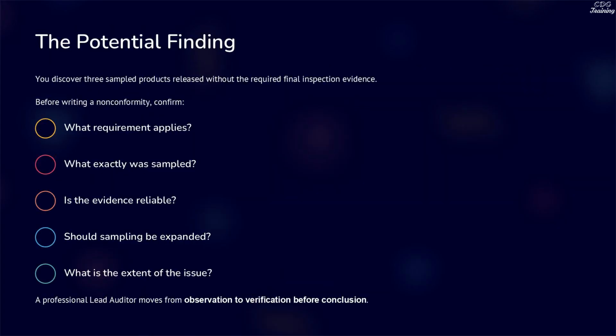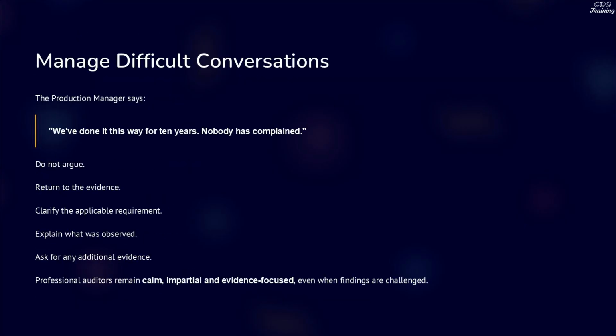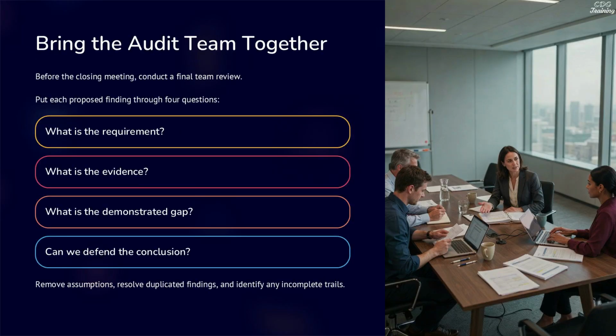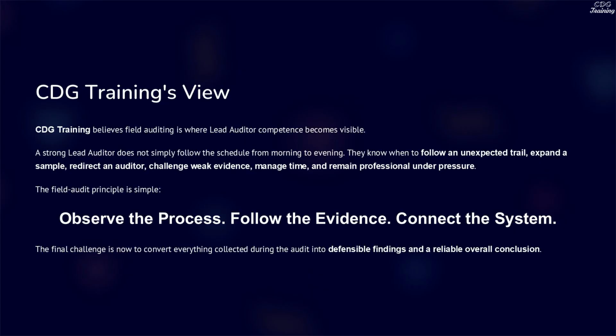Before concluding a nonconformity, verify the evidence and understand the full extent of the issue. When faced with challenging conversations, remain calm and evidence-focused to maintain professionalism. Conduct a final team review to ensure all findings are defensible and conclusions are clear. CDG training emphasizes the importance of observing processes, following evidence, and connecting systems for a successful audit.